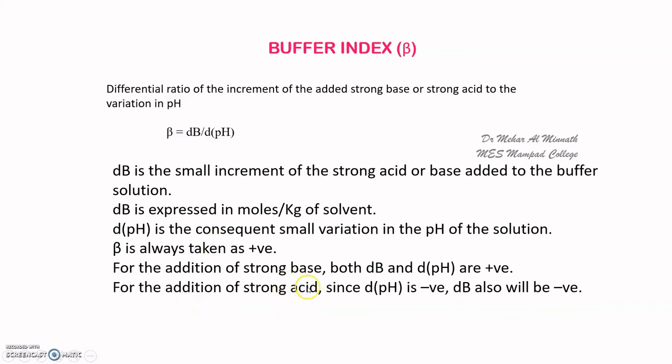Now when you add a strong acid, the change in pH will be negative because pH decreases, and hence dB will also be negative. Then only beta will be positive. So on adding base, dB and dpH will be positive. On adding an acid, dB and dpH will be negative. This is in order to maintain a positive value for beta or buffer index.